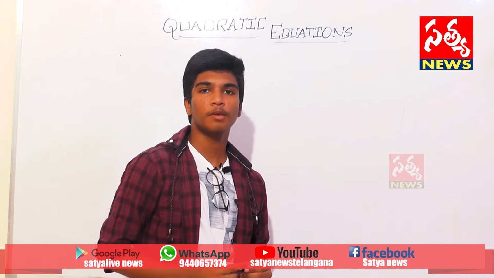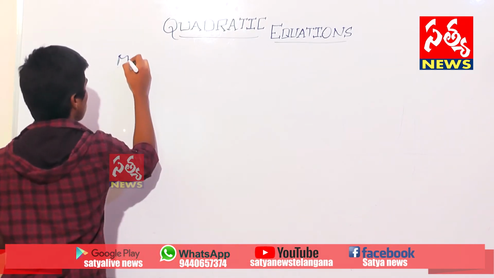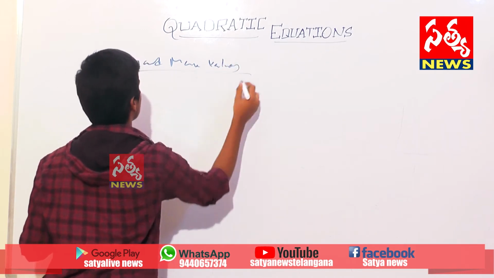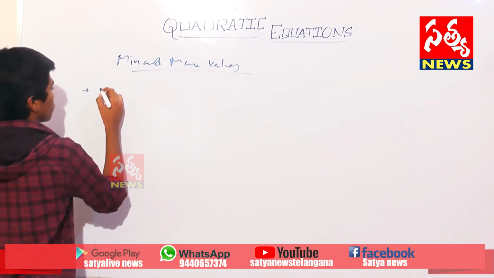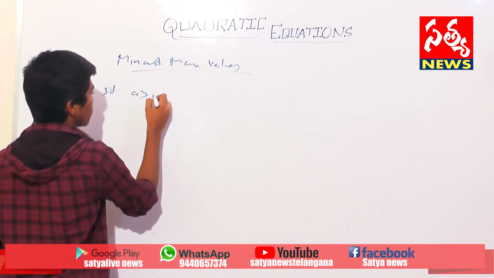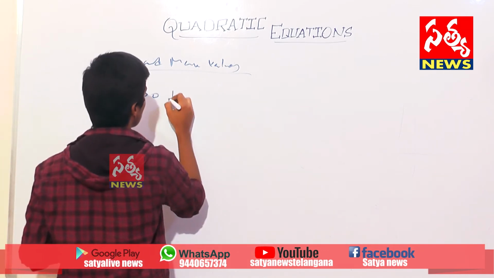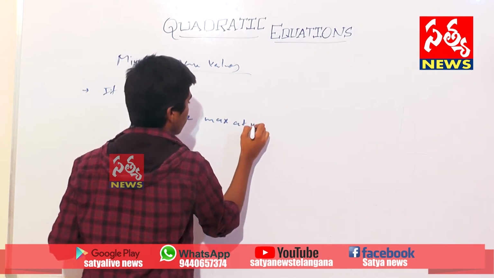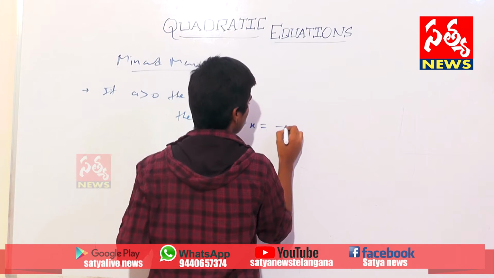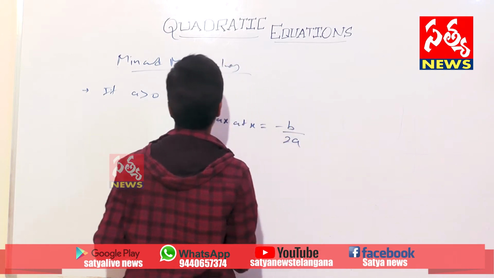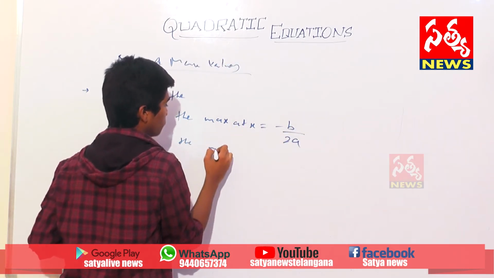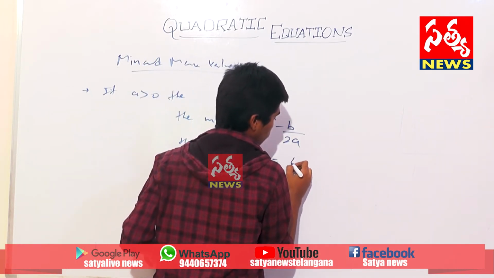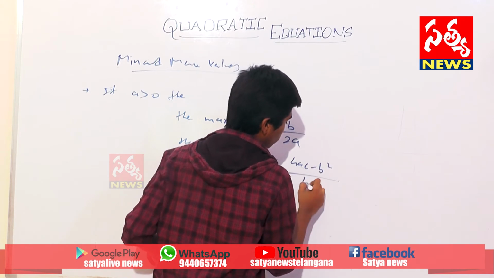And now let's discuss minimum and maximum values. First one, if a is greater than 0, then the minimum at x is equal to minus b by 2a, and the minimum at y is equal to 4ac minus b square by 4a.